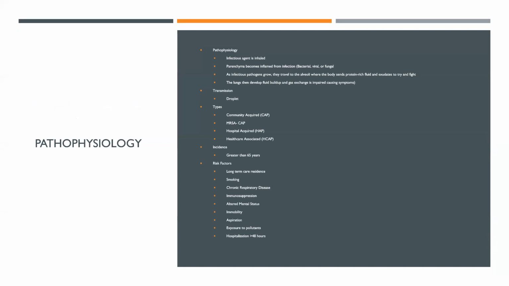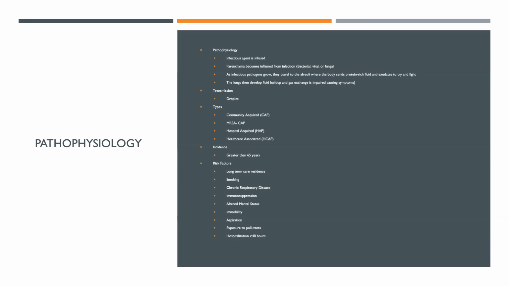As the infectious pathogen grows, they travel to the alveoli, where the body sends protein-rich fluid and exudates to try and fight it off. This protein-rich fluid and exudates then build up the amount of fluid in the lungs, and it can impair gas exchange, which causes symptoms.